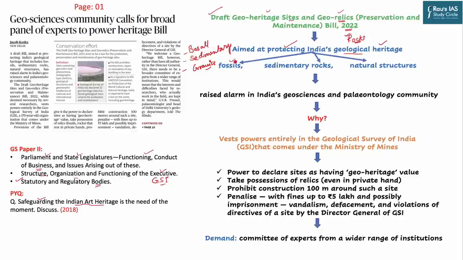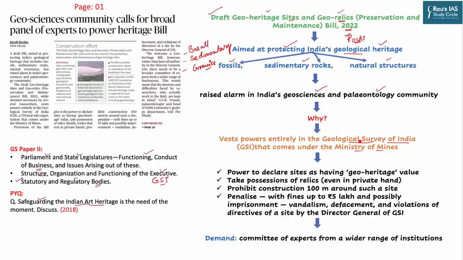This could be in the form of fossils, which also include fossils from wood, sedimentary rocks, and natural structures created by various processes, both exogenic and endogenic. Now, a concern was raised because some of the geoscientists and paleontologists believe that the powers vested, that is the entire power of the bill, mean that the functions of geo-heritage sites and geo-relics will now be completely under the Geological Survey of India, which comes under the Ministry of Mines.